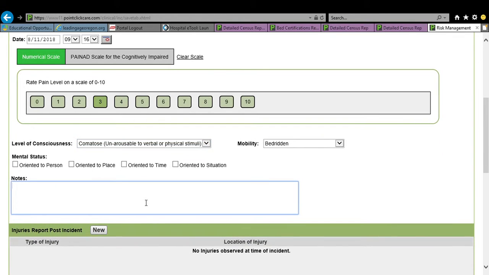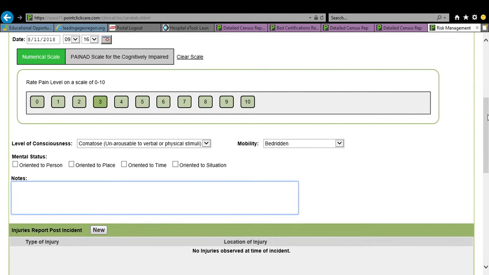And then in the note, you're going to put a brief description of the wound. So we're going to say suspected stage 2 pressure injury, noted to resident's coccyx, the measurement, the appearance of the wound bed, the appearance of the wound edges, and then if there's any drainage and if there's any pain.